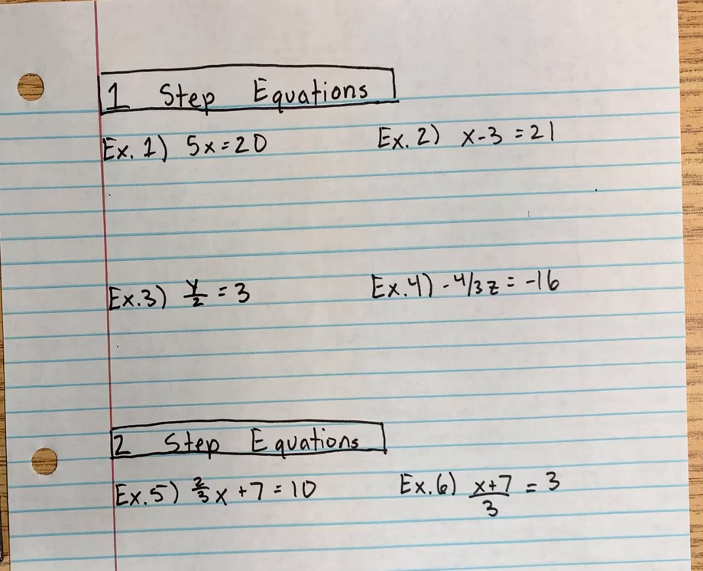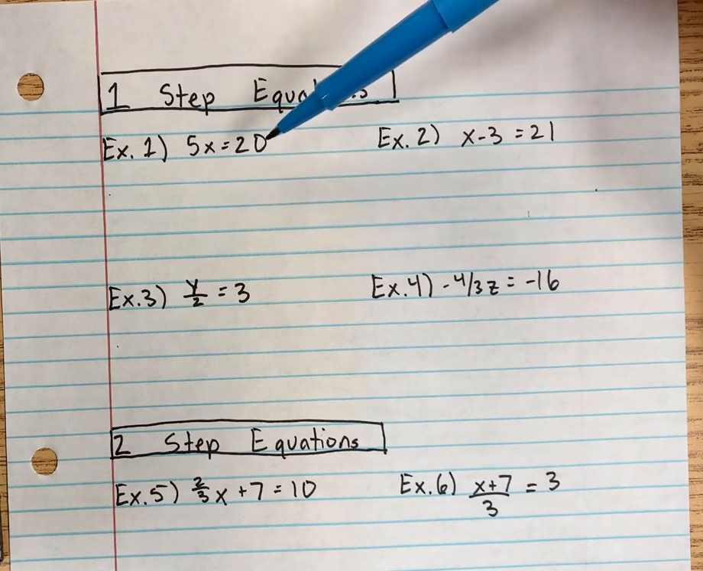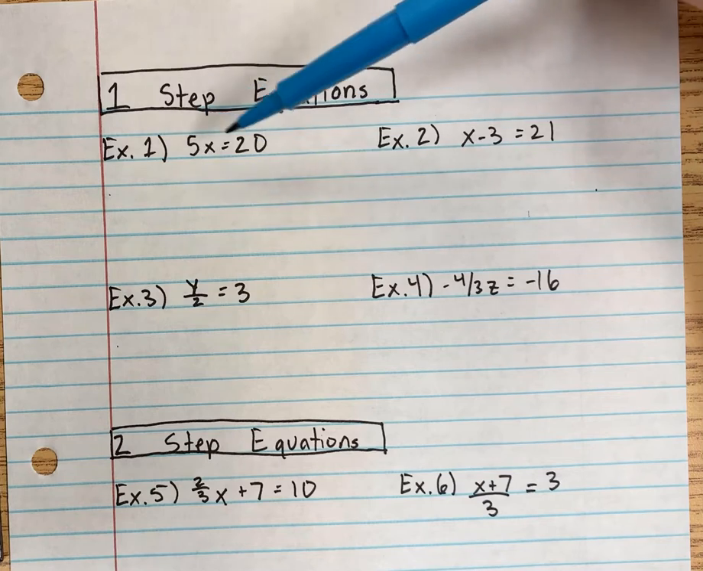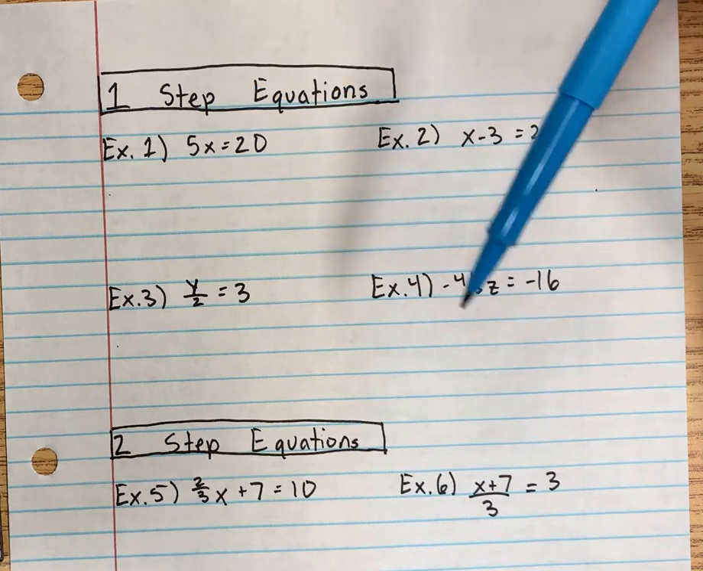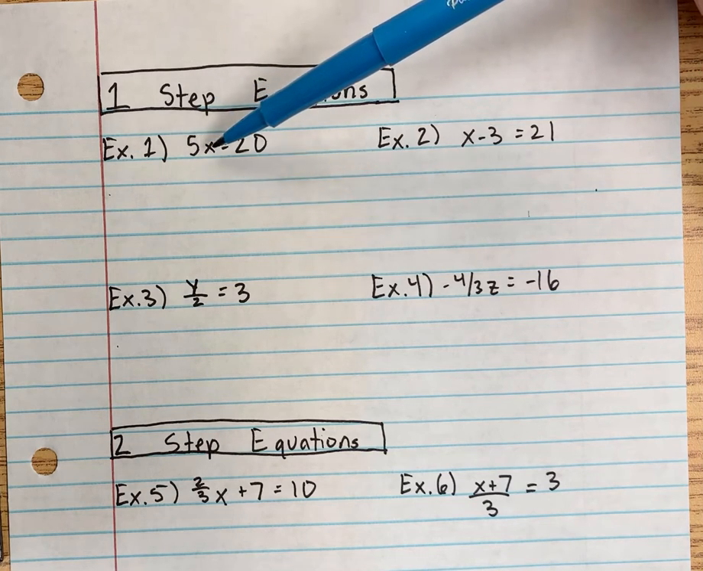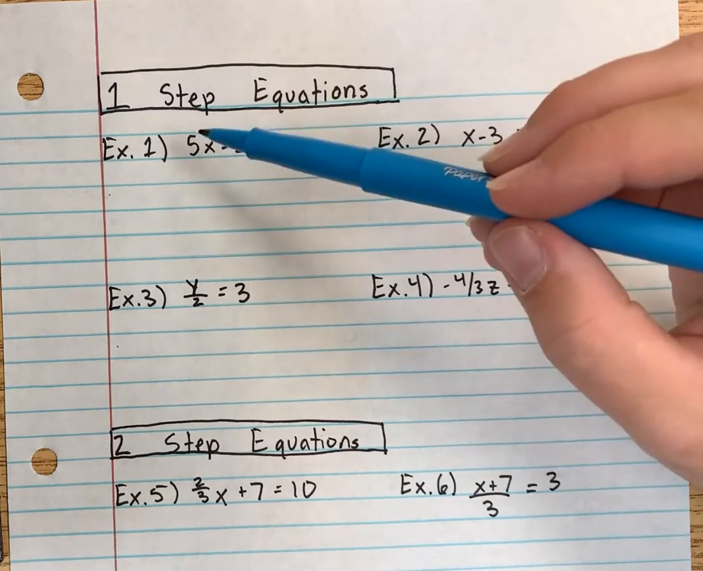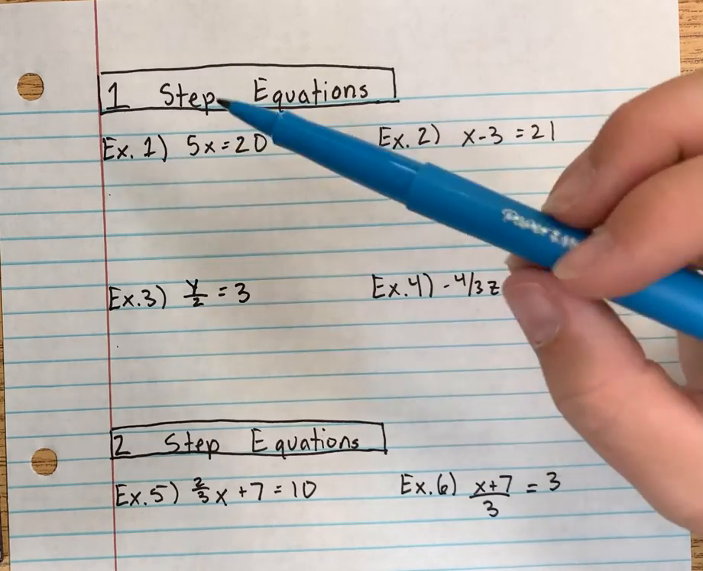For example, example 1 says 5x equals 20. So we have these two expressions with the equal sign in between them, so we have an equation. We want to figure out what x is. That's the point here. We're trying to solve for the variable. A variable is just a letter that is unknown.